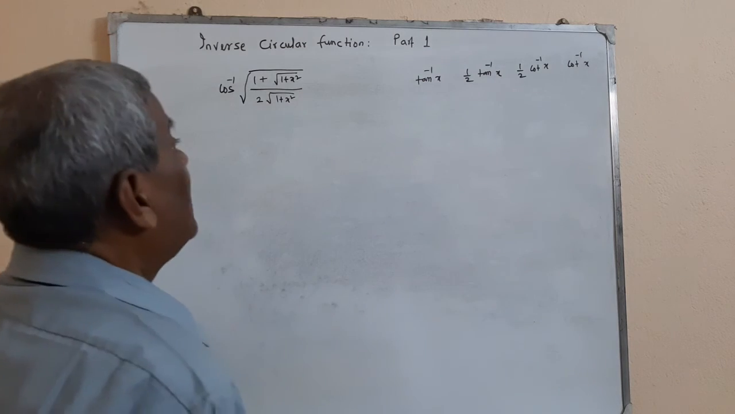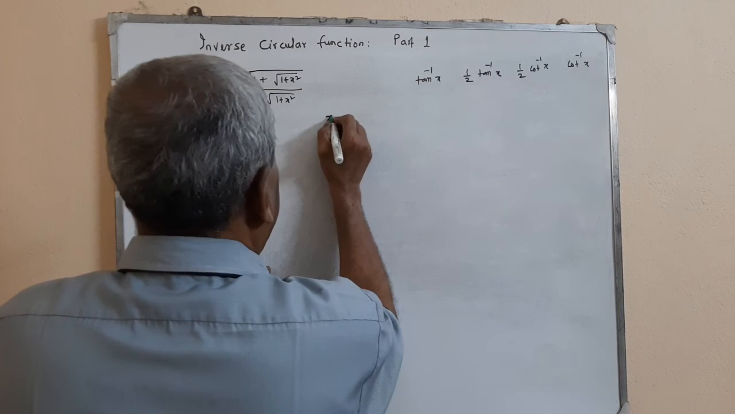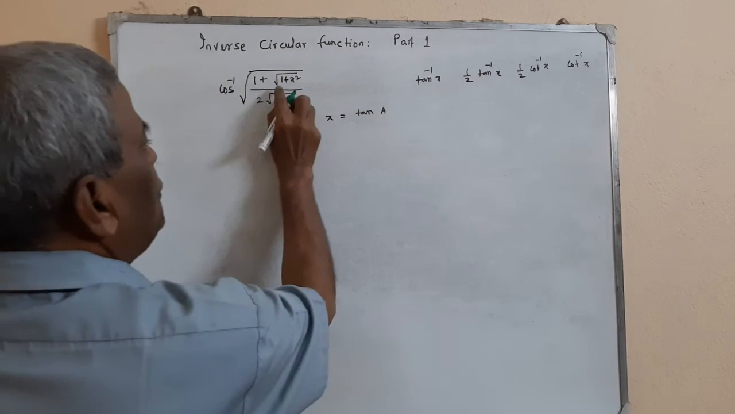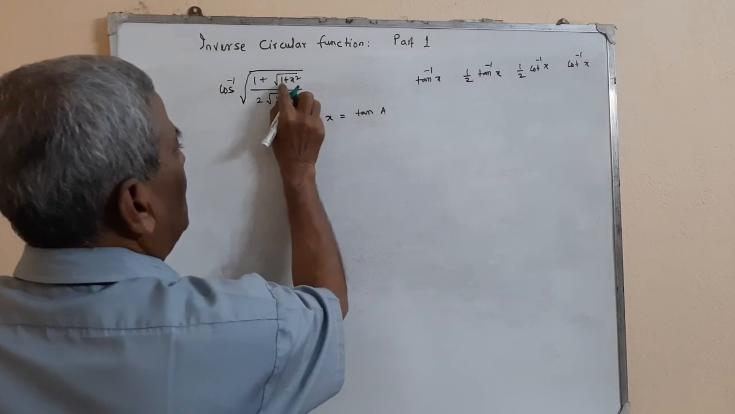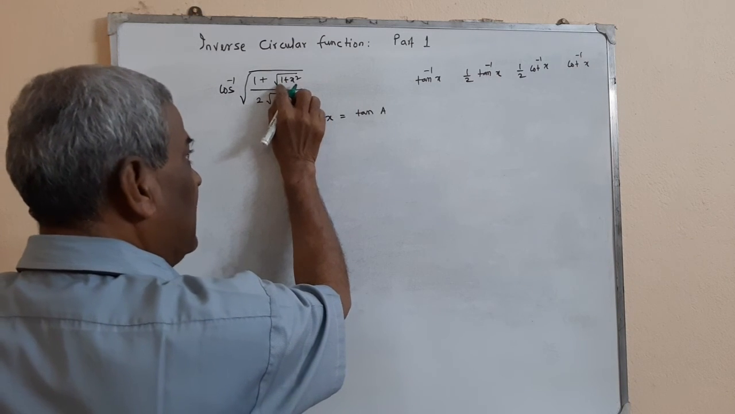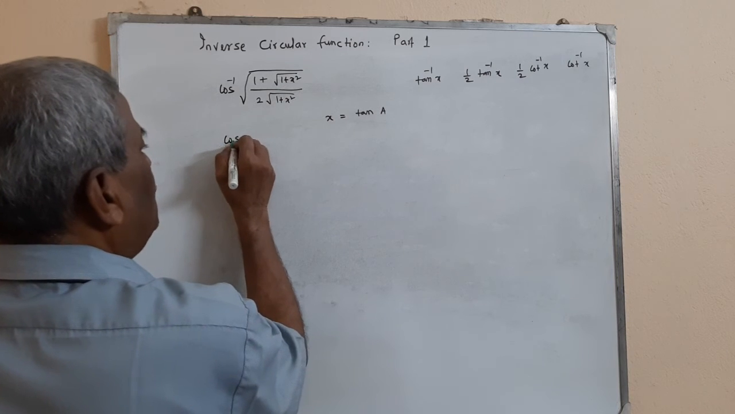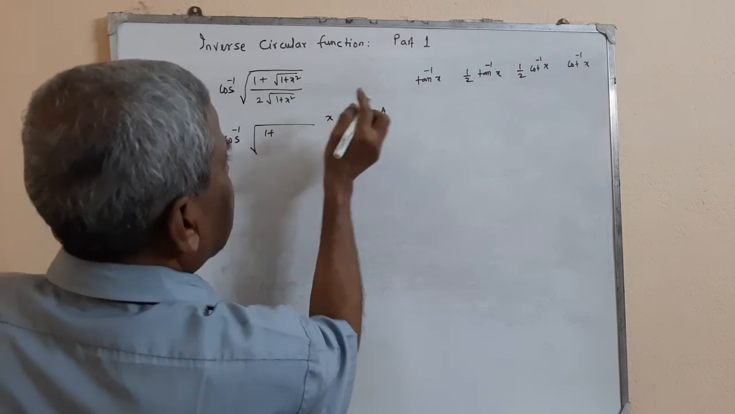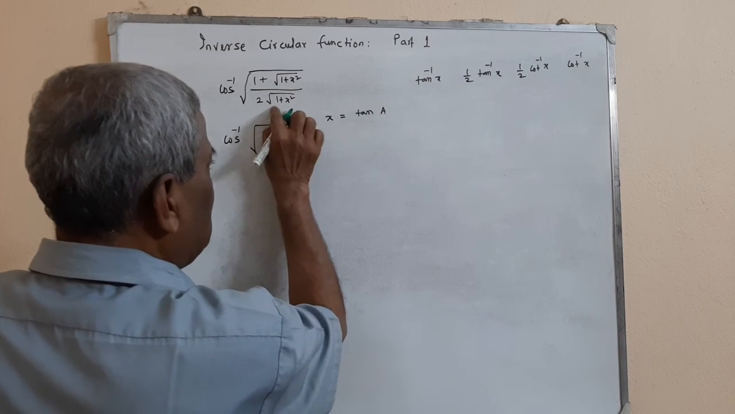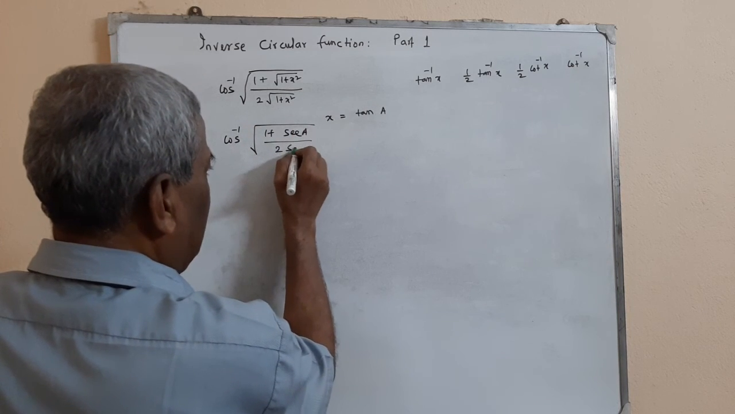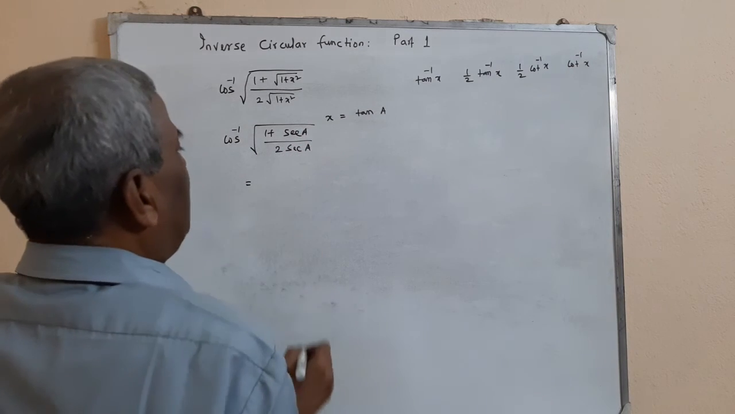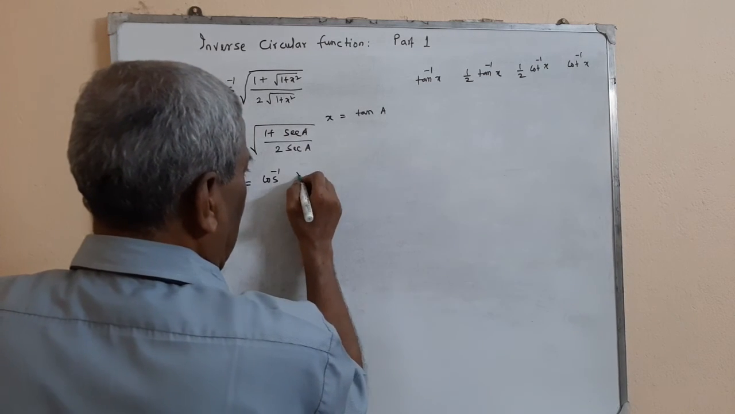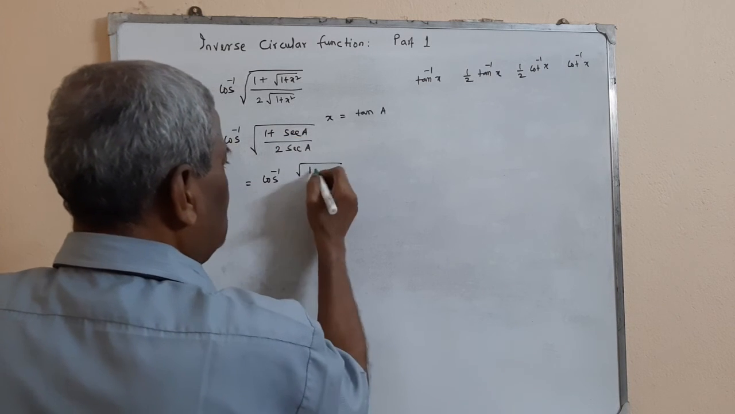To simplify it, let us take x is equal to tan A. So this is 1 plus tan square A, sec square A, considering root over, it is sec A. So it is equal to cos inverse root over of 1 plus sec A, divided by 2 sec A. Now multiply numerator and denominator by cos A.